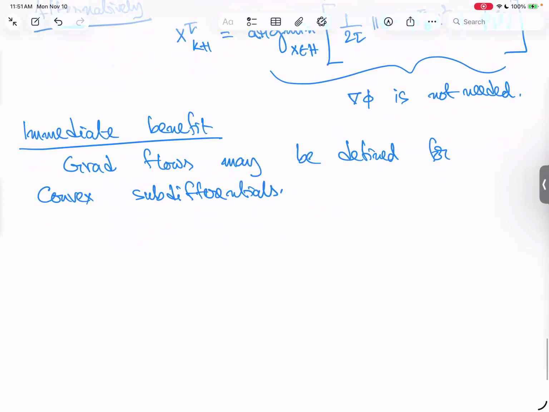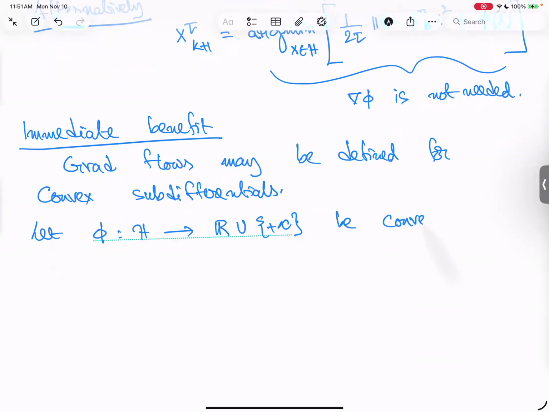So let phi, this is my same function on the Hilbert space to the real line plus infinity, be convex. As usual, I have to define lower semi-continuous and proper. Now, once I define this as convex, lower semi-continuous, and proper, I always know that there are subdifferentials.